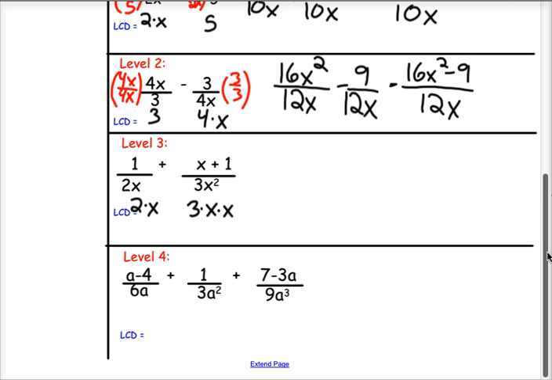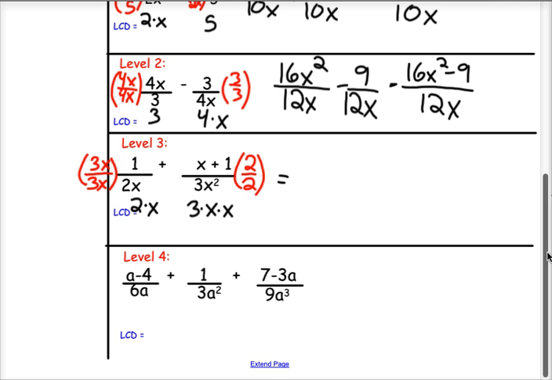So now when it comes time to see, what are we missing in each of these? So what is a 2x missing? Well, it's missing a 3 and an x. So that's what we end up multiplying by. Now what is the 3x squared missing? Well, the 3x squared is only missing a 2 from the other one. So that's why this becomes more meaningful, because here it helps you see more of what you need to multiply by.